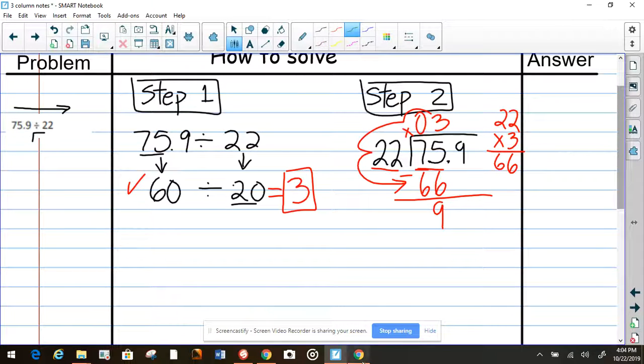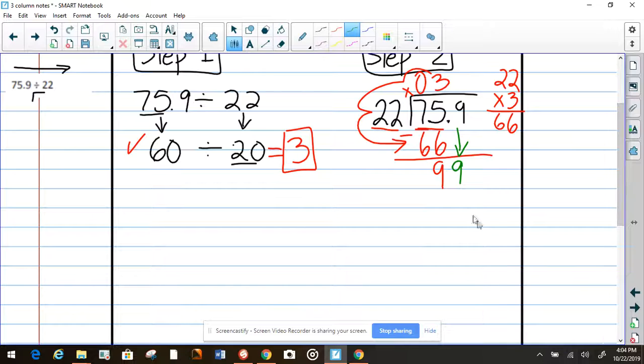Okay, our next step is we lower the nine down, and we're going to estimate again, because now we have sort of a new division. The new division is 99 divided by 22 again, and it's right here. I could do it like this. There it is.